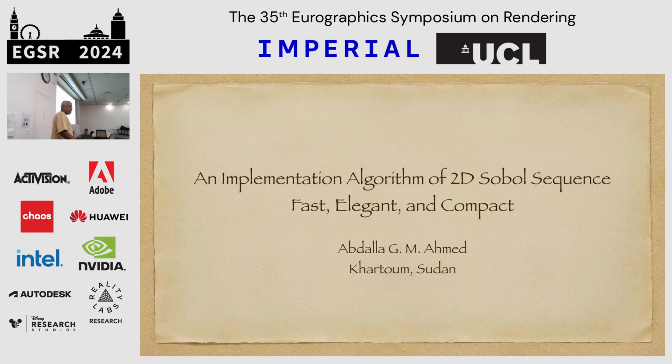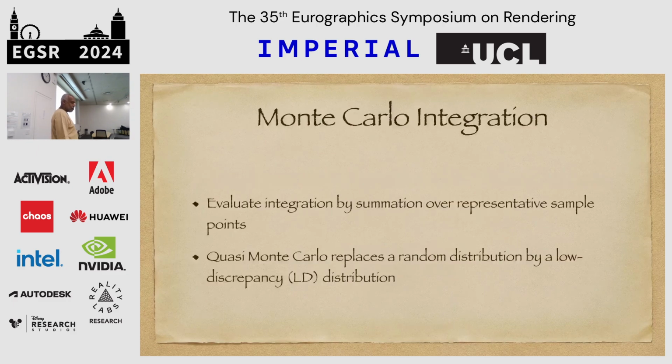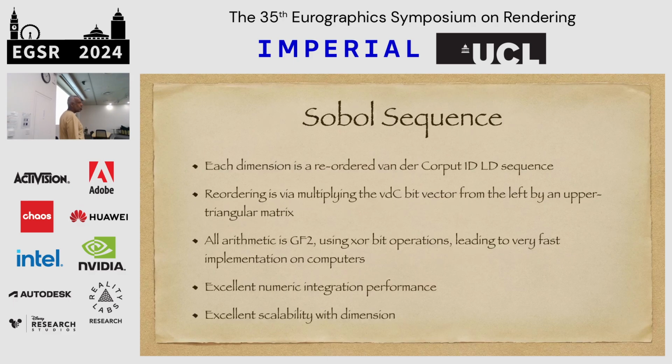On Sobol sampling, we start with why we need it: to evaluate integrals. Maybe everyone here in the room knows. We evaluate integrals by replacing the integration with summation. If the samples used for summation are well chosen rather than random, it's called quasi-Monte Carlo. In quasi-Monte Carlo, the Sobol sequence is arguably the best, because it scales with dimension and it uses GF2 operations, so it's very straightforward.